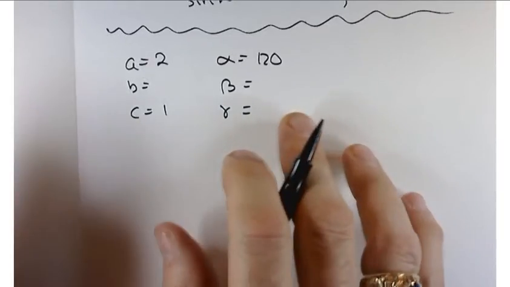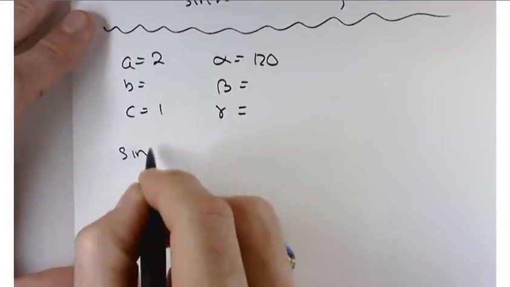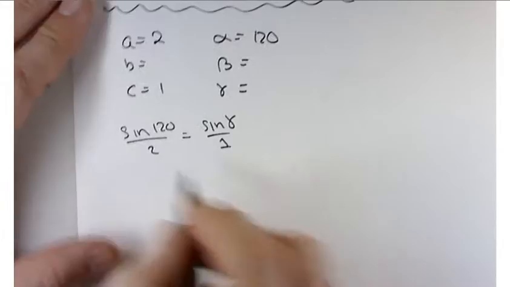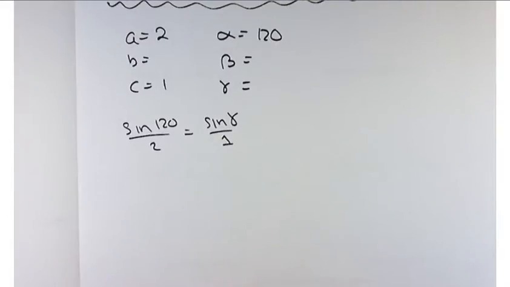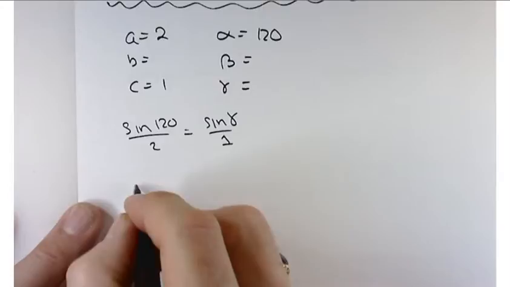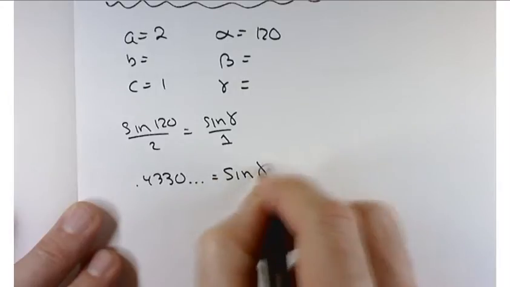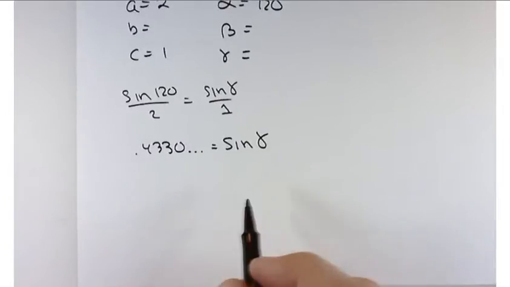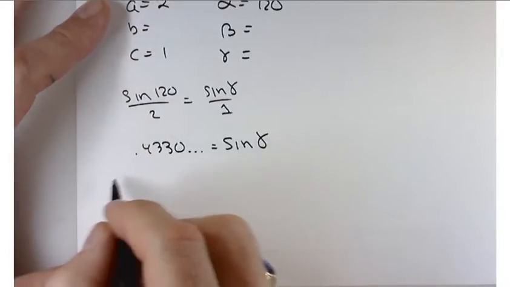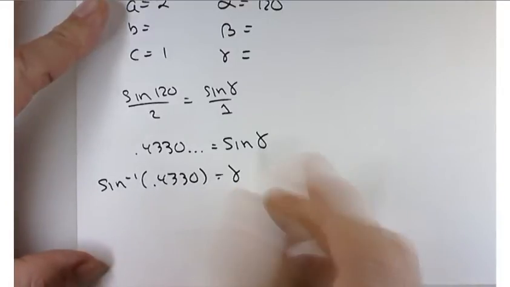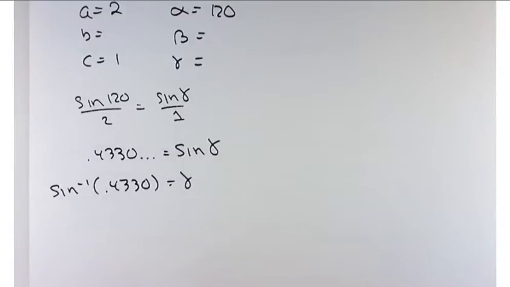Okay, so we did the law of sines. Law of sines said the sine of 120 divided by 2 was the sine of gamma divided by 1. So sine of 120 divided by 2, let's actually get a decimal value for that this time. So 0.4330, etc. is the sine of gamma. If I want gamma, it's going to be the inverse sine of this. So it's the inverse sine of 0.4330 is gamma. Let's take a look at the two solutions we get out of that.